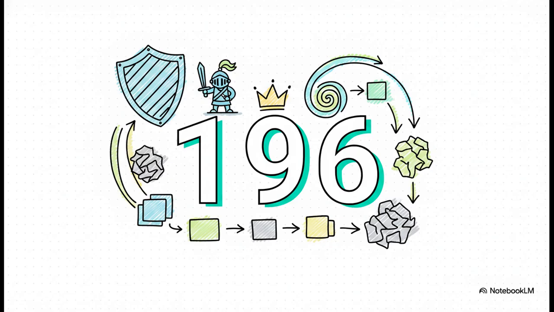simply 196. And I love this because it proves that you should never let massive numbers intimidate you. Our algorithm handles giants just as easily as it handles the small stuff. 196 is our undisputed giant slayer, and our HCF.